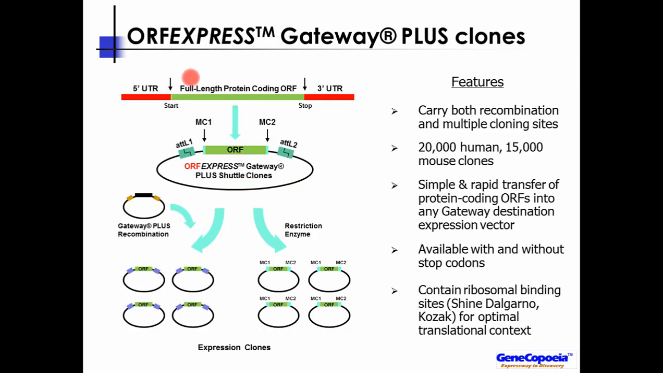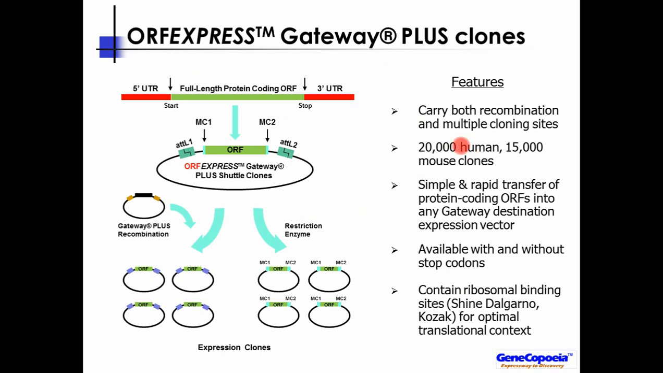Also, we have another product line known as the Overexpress Gateway Plus clones. These are not ready to express. However, they have a number of great features where they carry both recombination and multiple cloning sites, so they can be readily moved into other vectors by either the convenient Gateway cloning system or by conventional restriction enzyme mediated cloning.